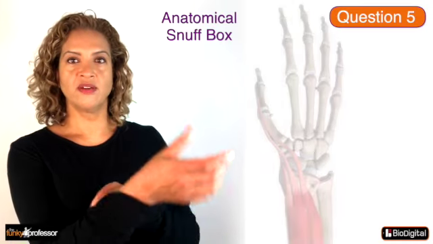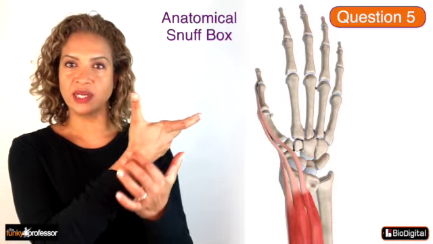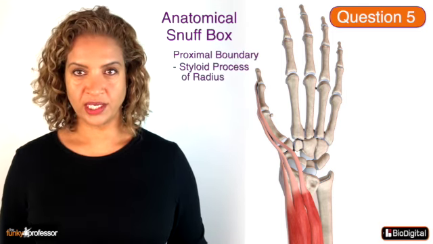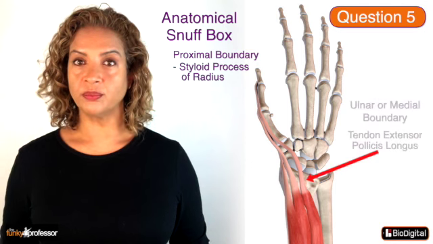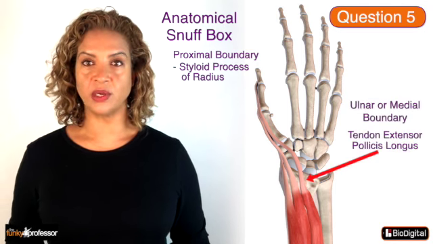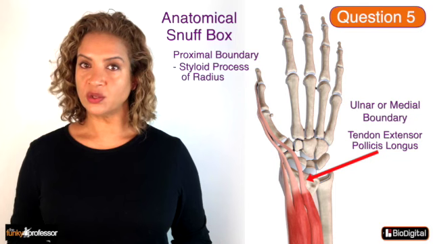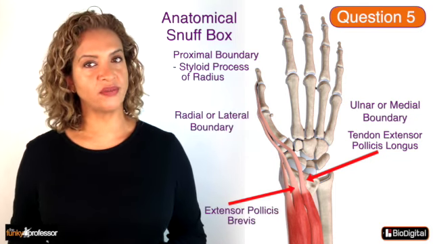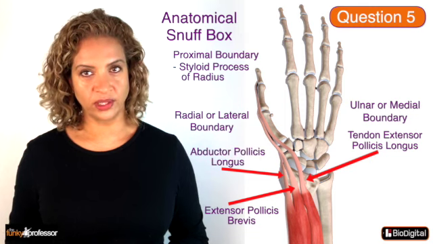Question five was related to the anatomical snuff box, which is a triangular shaped area found on the dorsal aspect of the wrist. The proximal boundary is the styloid process of the radius. The medial or ulnar border is the tendon of extensor pollicis longus. And the lateral border or radial border is the tendon of extensor pollicis brevis and abductor pollicis longus.